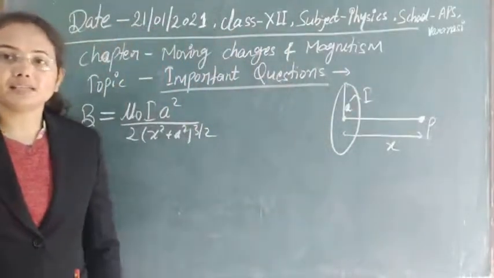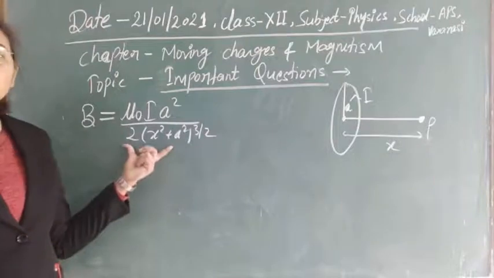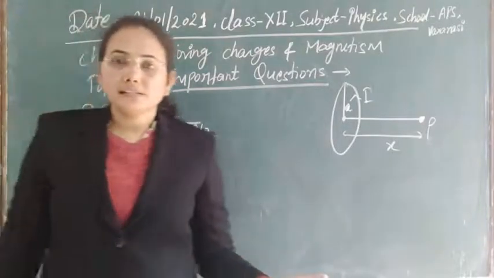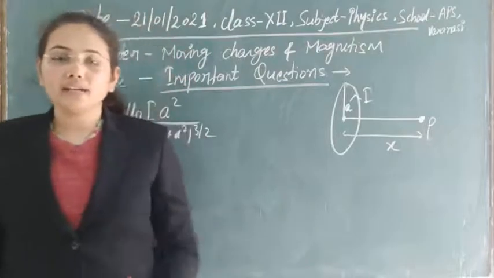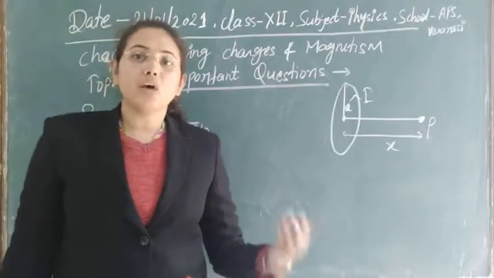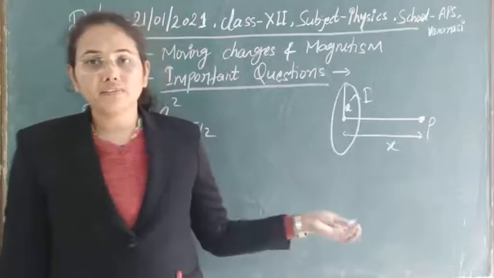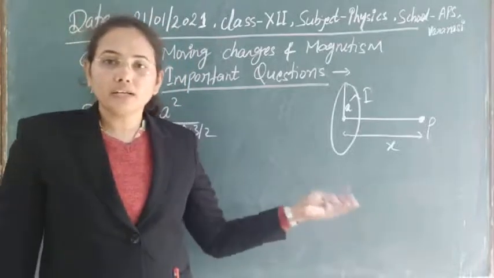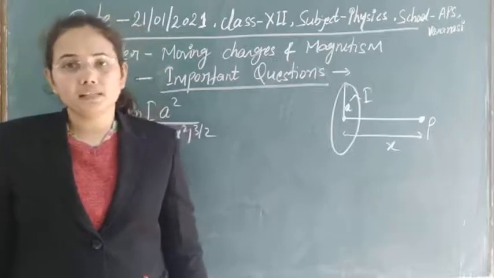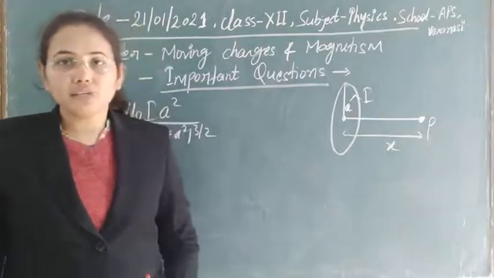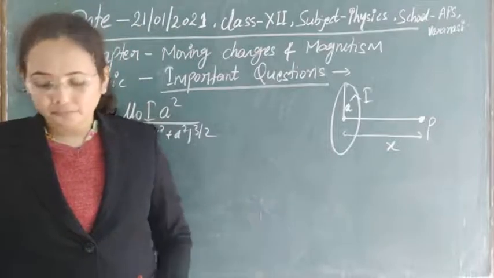So at any axial point, this is the magnitude of the magnetic field and its direction. When the current is flowing anti-clockwise, the direction is outside the loop, and when the current is flowing clockwise, the direction is into the loop. With the help of that you can calculate its direction. Let's see one question, and after that we will discuss it.